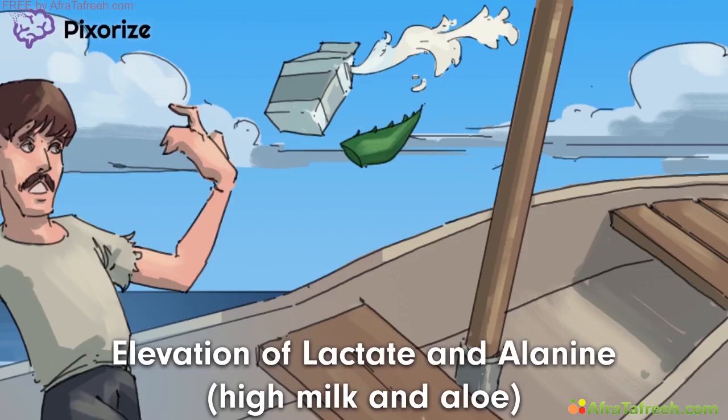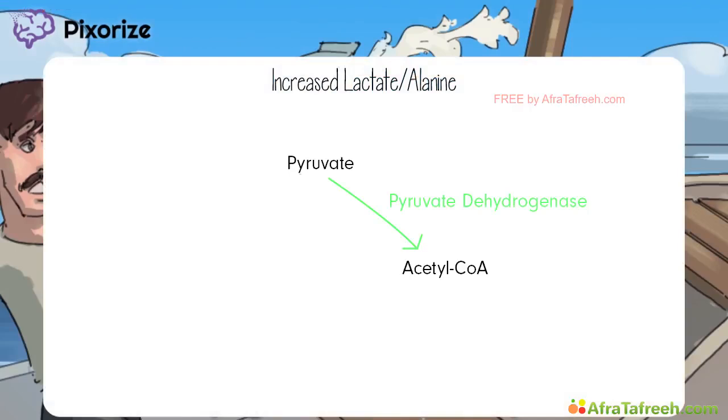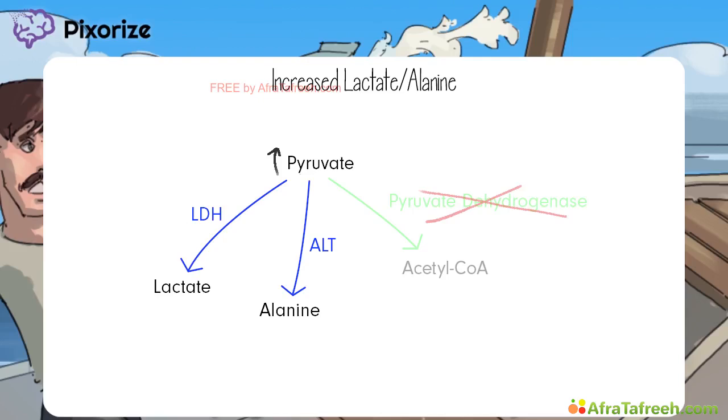Get it? To understand why lactate and alanine accumulate, think back to our scene on pyruvate metabolism. Specifically, the pyruvate normally used to make acetyl-CoA builds up, you know, since pyruvate dehydrogenase is deficient. This excess pyruvate is instead shunted down alternative pathways. Notably, excess pyruvate can be converted into lactate via lactate dehydrogenase, otherwise known as LDH, or into alanine via alanine transaminases. And there we have it, milk for lactate and aloe for alanine.